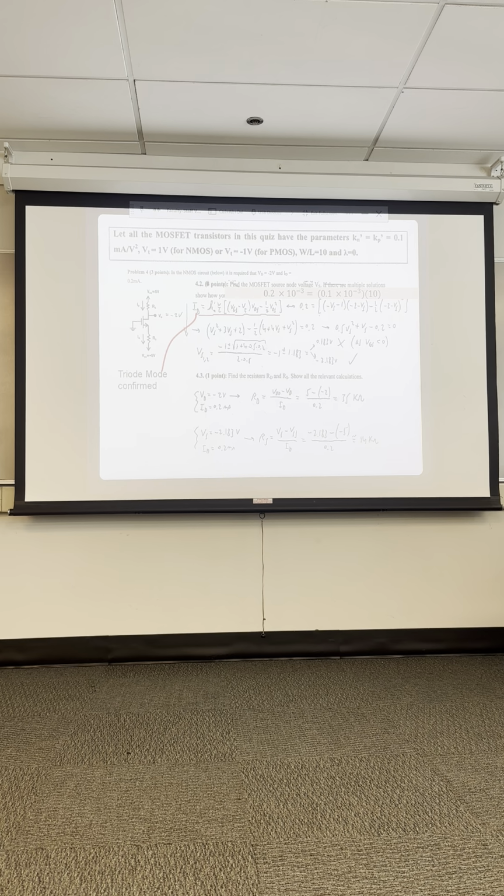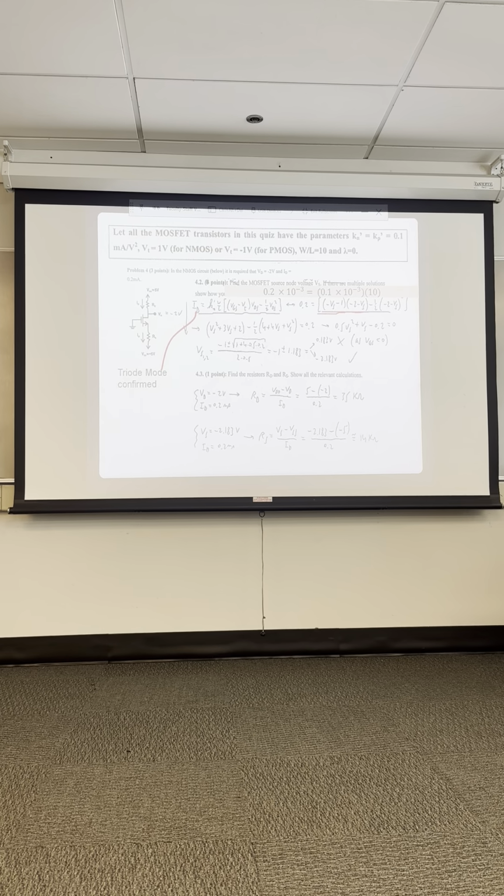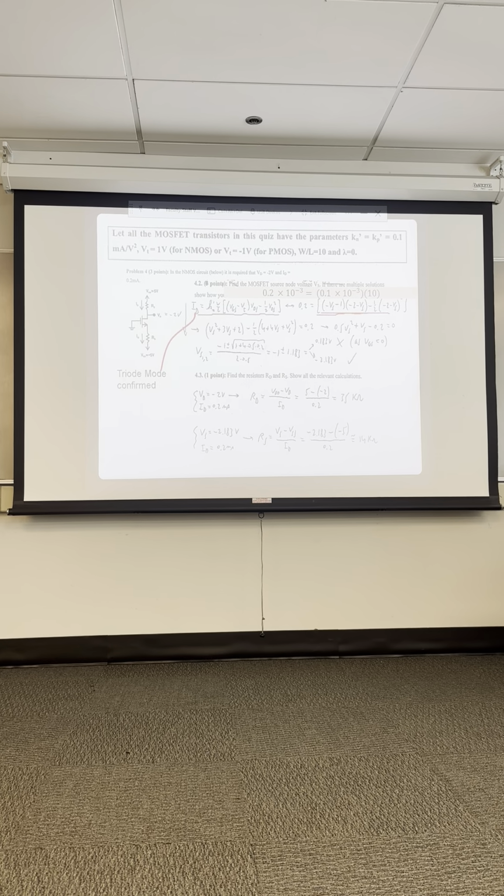Now, this point over here I'm going to leave for your homework assignment. The drain current is given as 0.2 milliamperes here. So this equation is reduced to this equation over here. And I sort of wrote up here what happened to the coefficient Kn prime W over L.